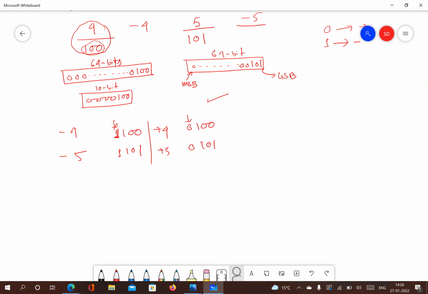Now another problem here is that we use the most significant bit, the leftmost bit, as a sign value, either 0 or 1. But if we go with this solution, there are some problems.